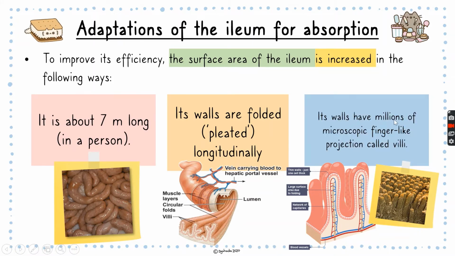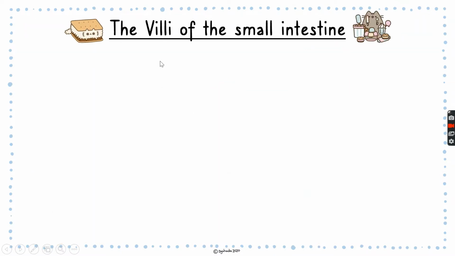And the walls have these million microscopic finger-like projections called villi. So this is how it looks like under the microscope, and this is, I think, an electron microscope. And so those things right there is actually the walls right here. And if we draw that in a diagram, it looks kind of like this. So these are the 3 adaptations of the ileum for absorption.